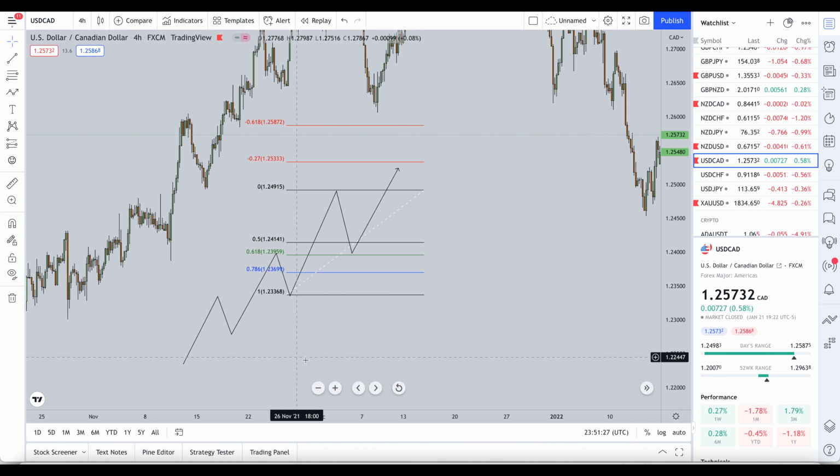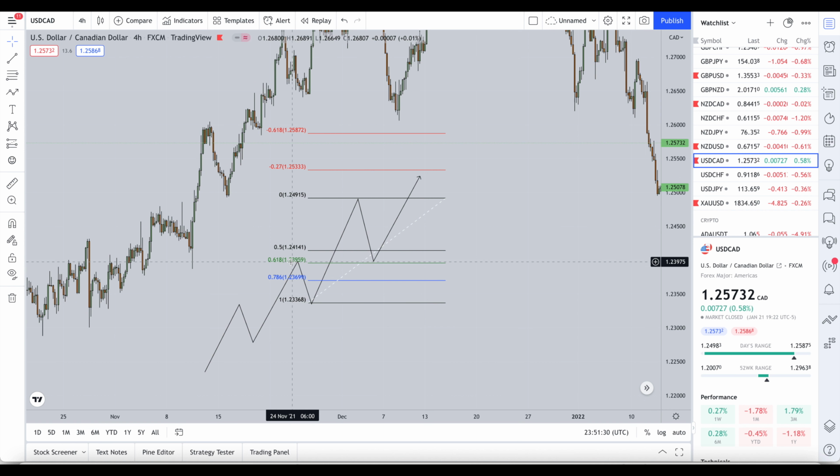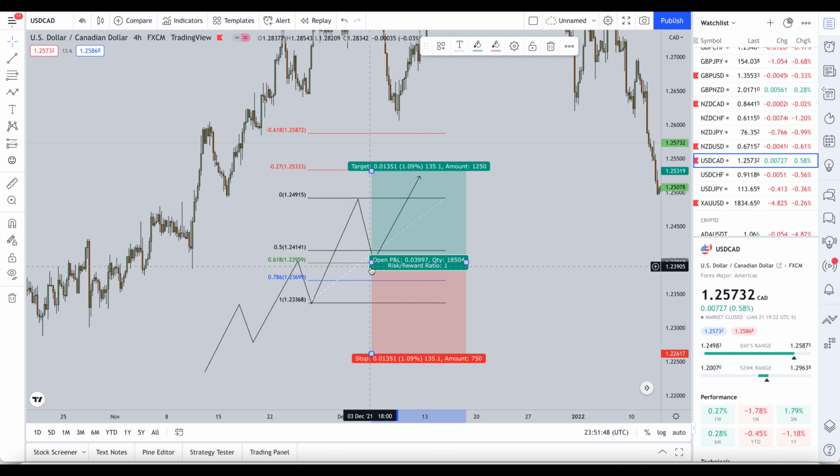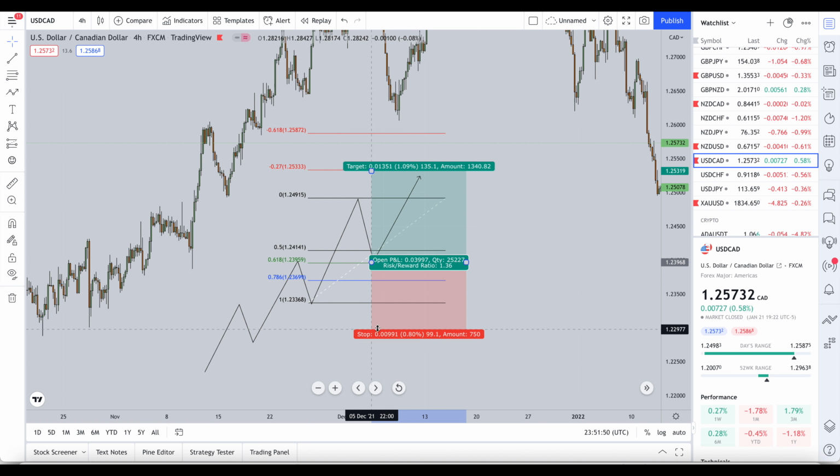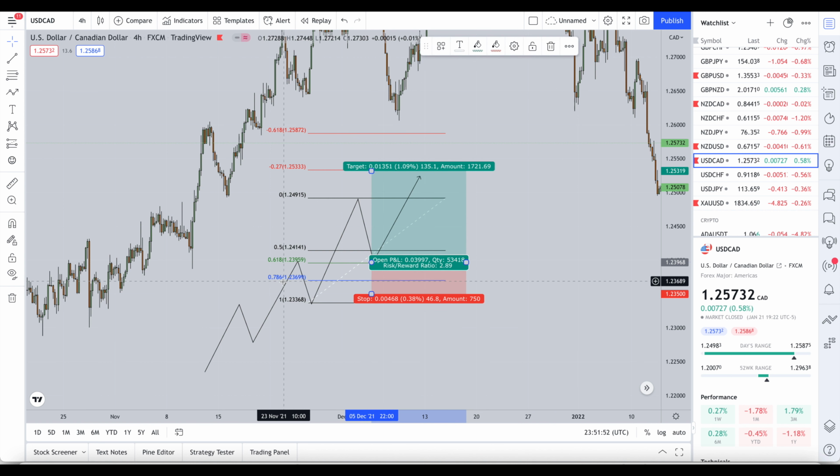The two levels that are really interesting for us to enter a buy position are 0.618 and 0.786. If price comes to that level and you have a clear rejection and price respects that level, I'm just going to enter a buy position. I would put my stop loss just below the 0.786 level, so that I can give some room to my position.